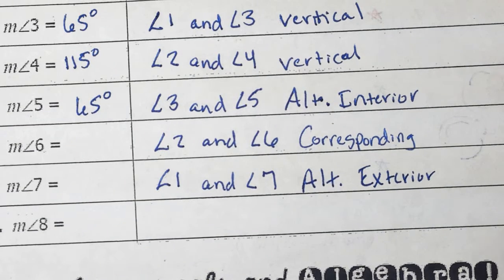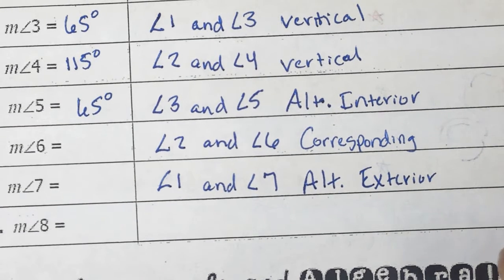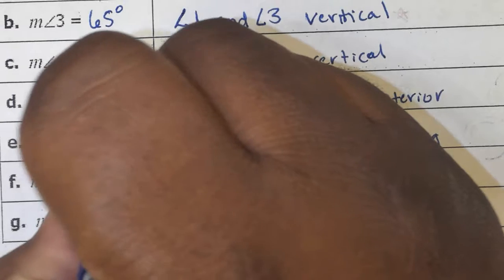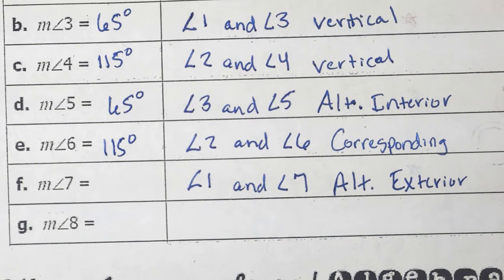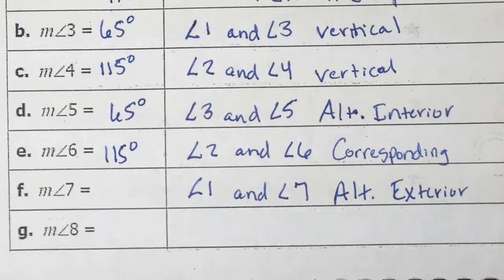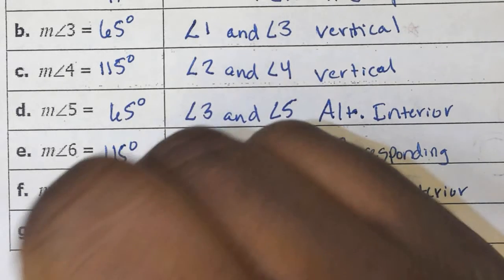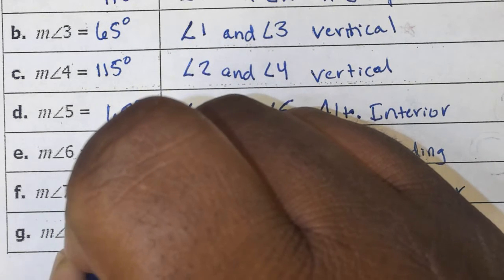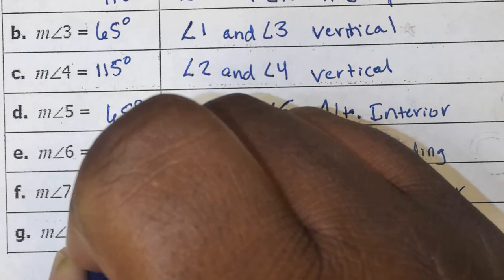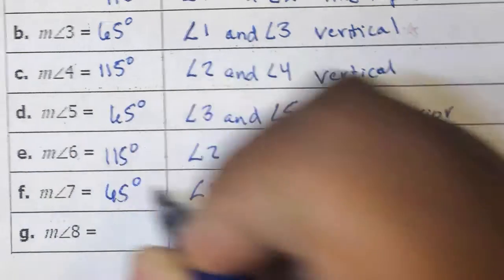What should you know about alternate exterior angles, Reese? No, that's going to help you find angle 7. What should you know about alternate exterior angles that's going to help you find angle 7? Thank you. So what's angle 7?